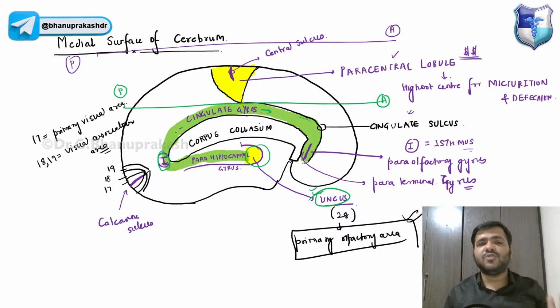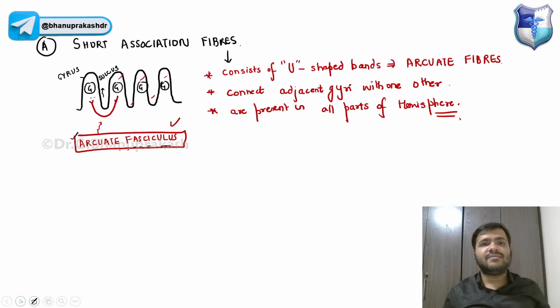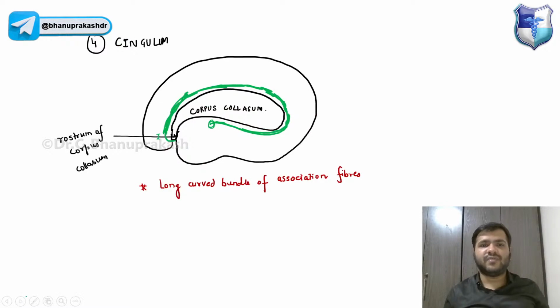So that is something you already know from the last lecture. That is actually this cingulate gyrus that you have to remember over here.